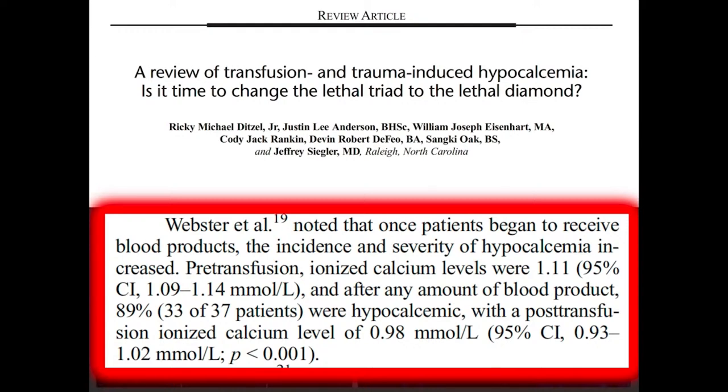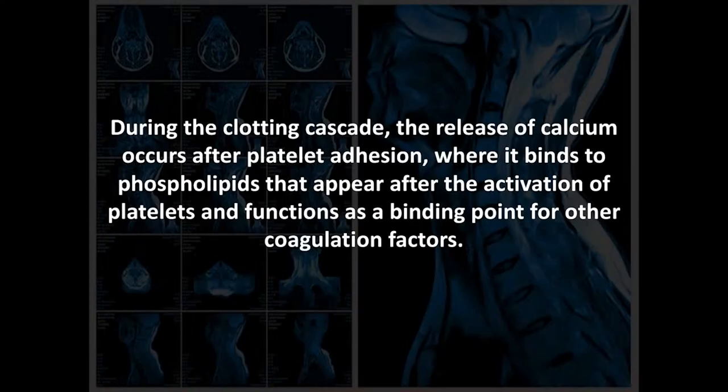One of the studies that we referenced in the previous slide, Webster et al., noted that once patients began to receive blood products, the incidence and severity of hypocalcemia increased significantly. Pre-transfusion ionized calcium levels were 1.11, again, because they're bleeding out, they're losing that calcium load. But after any amount of blood products administered, 89% were hypocalcemic with a post-transfusion ionized calcium of 0.98 millimoles per liter. Remember, again, normal is 2.2 to 2.6. So that, again, is significant.